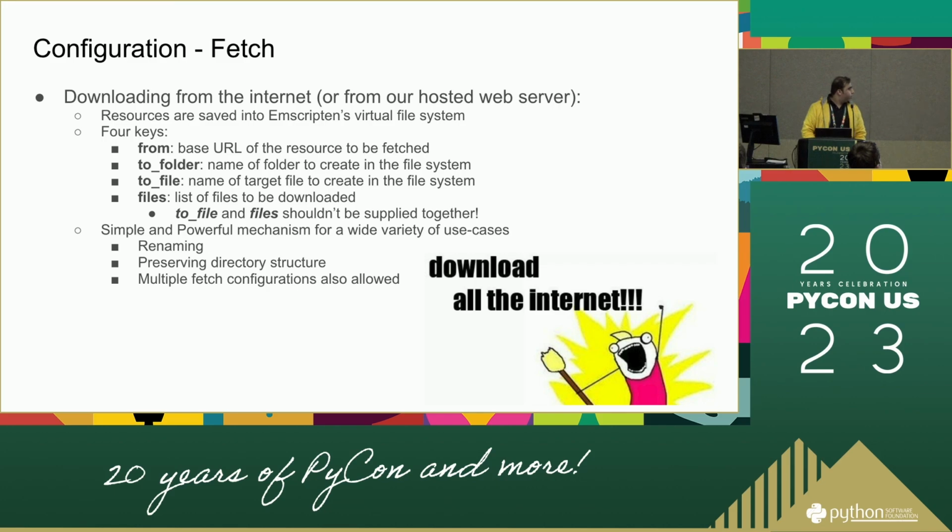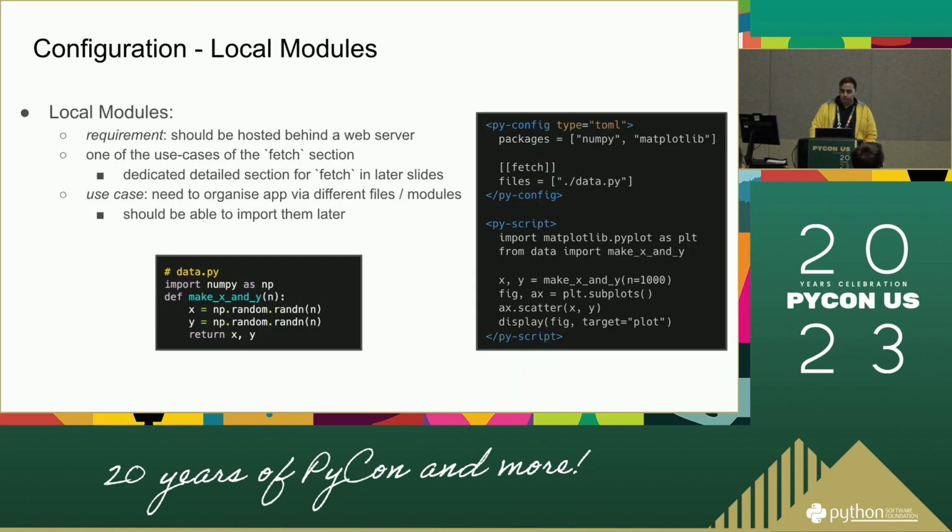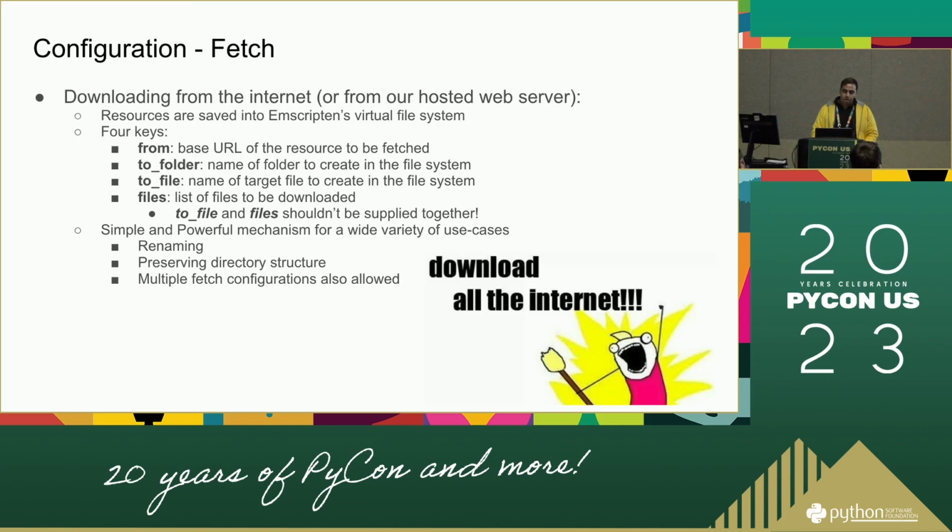So now comes fetch. Well, this configuration key is used for downloading stuff from the internet or our hosted web server. And now where is the stuff saved? For example, where is this data.py that you downloaded saved? The thing is, even if it's hosted on your web server or if it's present on the internet, the files are fetched into and saved into this sandbox environment of the browser. The technical term for it would be Emscripten's virtual file system, as you can see here. Not going into too much detail, but Emscripten is the toolchain which made Pyodide possible by compiling the CPython interpreter into WebAssembly.